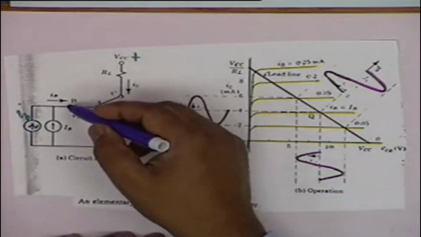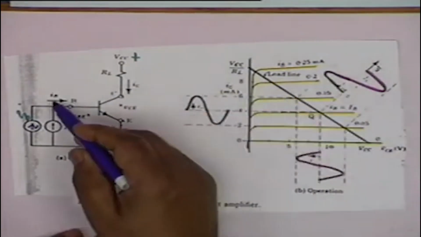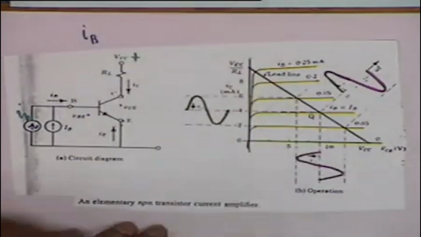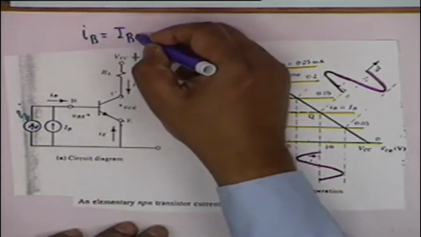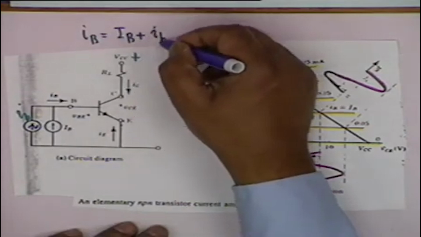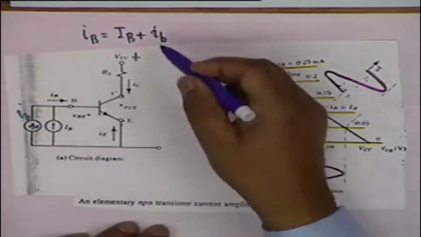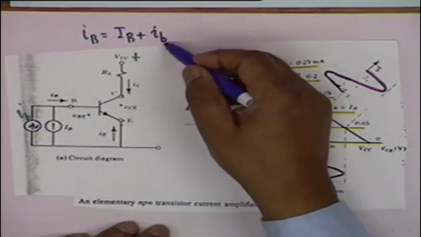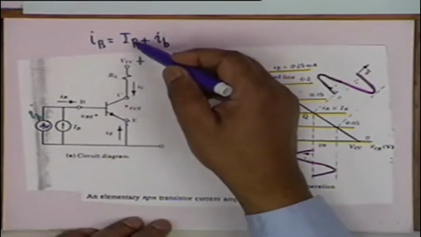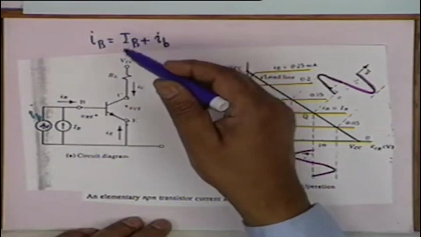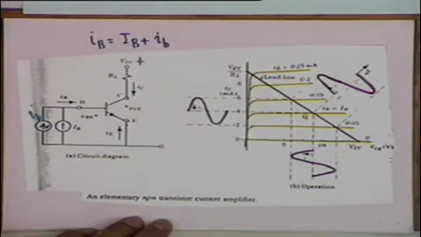Therefore the total current I sub B shall be the sum of the two, that is, capital I sub B plus small i sub b. Small i sub b is a varying current, the signal current, whereas capital I sub B is a steady current established by some battery and some resistances, as we will see later.